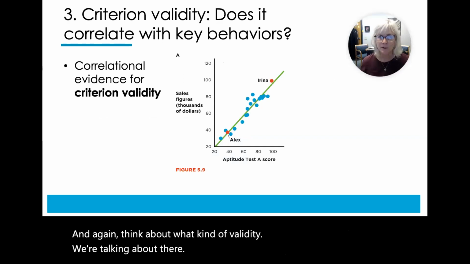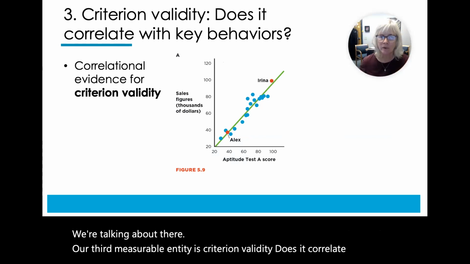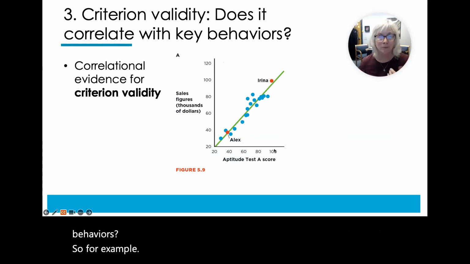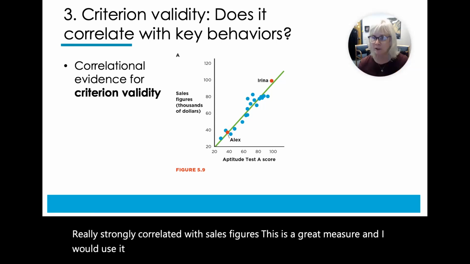So our third measure of validity is criterion validity. Does it correlate with key behaviors? So for example, if the score on this aptitude scale is really strongly correlated with sales figures, this is a great measure, and I would use it with all of my interviews as I'm hiring new salespeople.